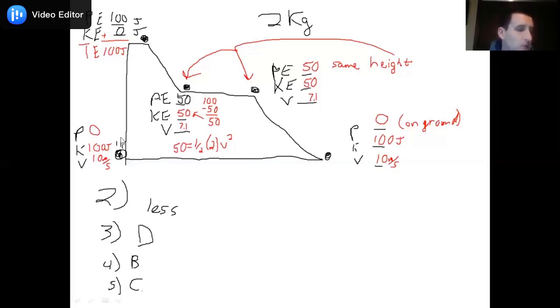Number 4, the object will have a minimum of gravitational potential at which point? Well, that would be point B, right? Gravitational potential depends on your height. So wherever he's lowest, that's where he's going to have the least amount of gravitational potential.